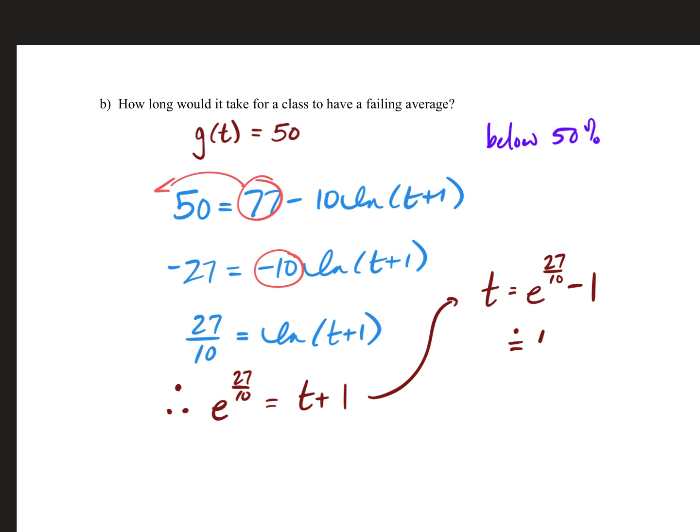So that's going to get me approximately 13.88, whatever units t is in. And you'll notice when you take a look back at the problem, t is in weeks. Okay, so technically what we found is 13.88 weeks.